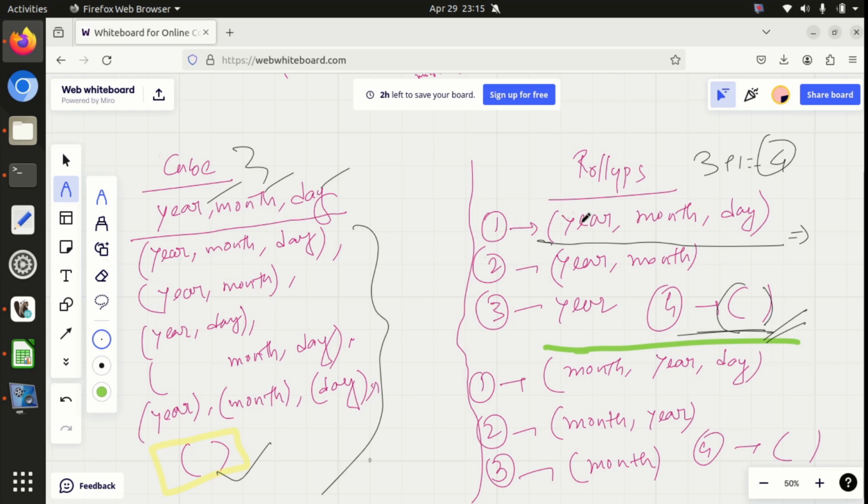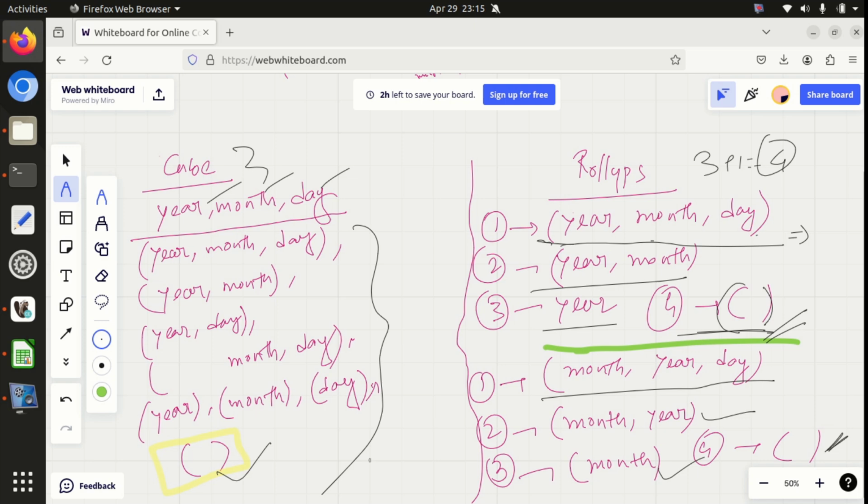Okay, so what does rollup actually create? Very interesting. The first group is year, month, and day. The second group is year, month, and the third group is year only. Similarly, let's say we change the order of the columns in the rollup function. Now it is month, year, and day. So obviously the first combination is month, year, and day, the second combination is month and year, and the last combination is month only. And obviously there is the fourth combination, which is the null group.